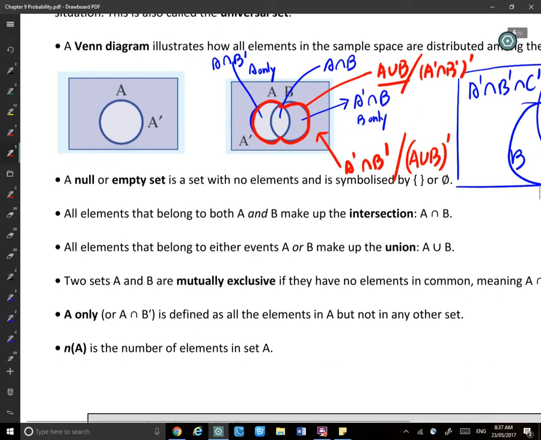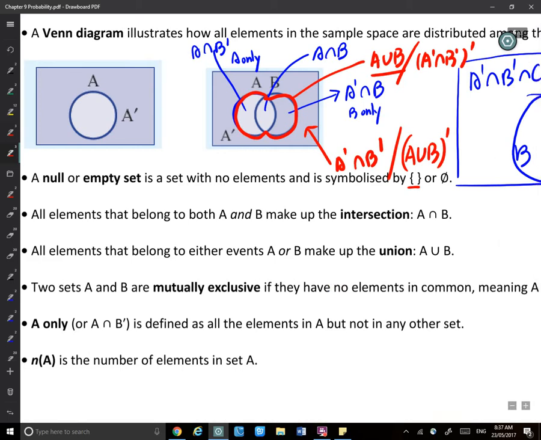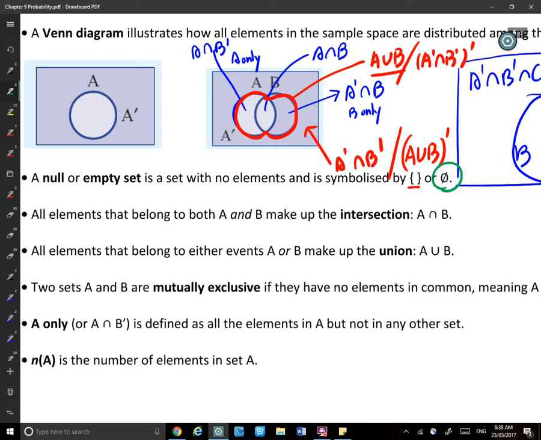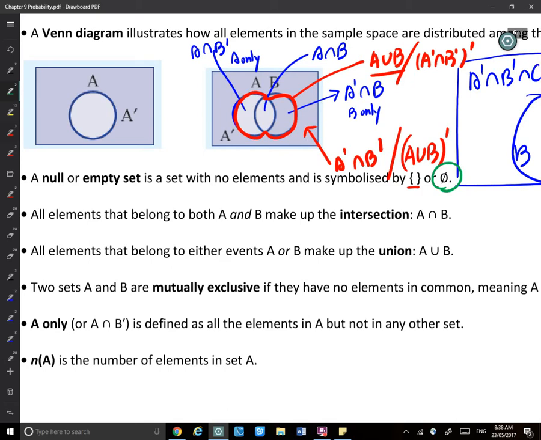The next definition; there are a lot of definitions. A null set or empty set is the set with no elements in it. We use a symbol for the empty set, nothing in the set, or often we use this symbol, which represents the empty set. Commonly we use that symbol. We don't really use the curly brackets with nothing in them. It's a little bit weird. So we use that one. That is the empty set symbol.